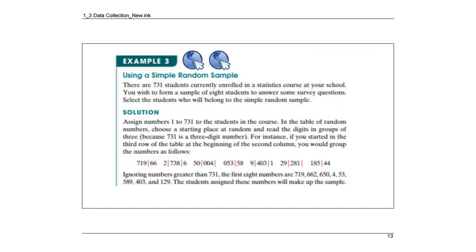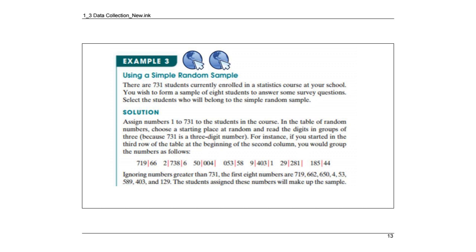All right, so we have 731 students currently enrolled in a statistics course at your school. You wish to form a sample of 8 students to answer some survey questions. Select the students who will belong to the simple random sample. So you're going to assign numbers 1 to 731 to all the students in the course, and then you're going to use a random number generator to pick who you're going to talk to.